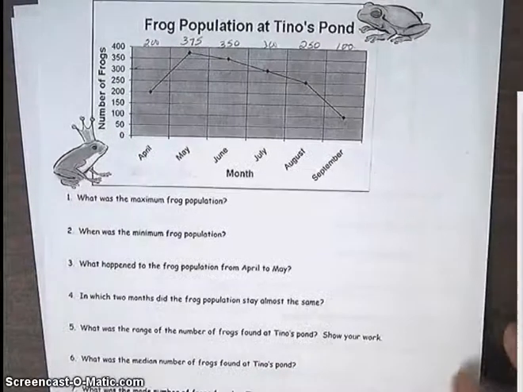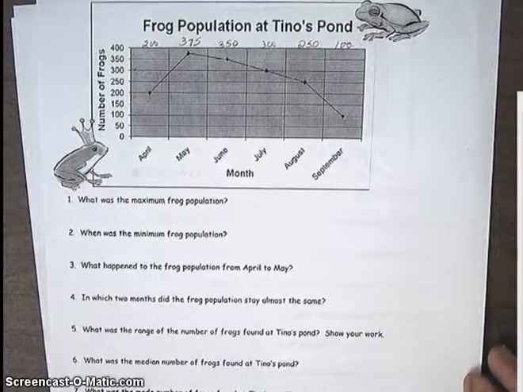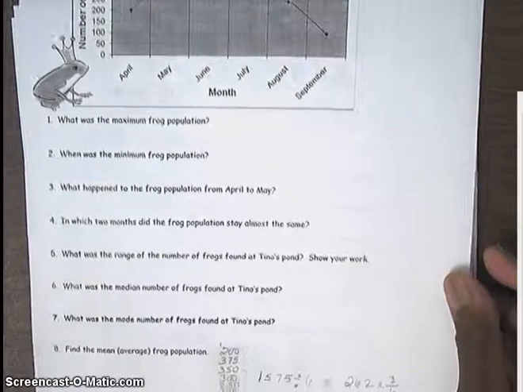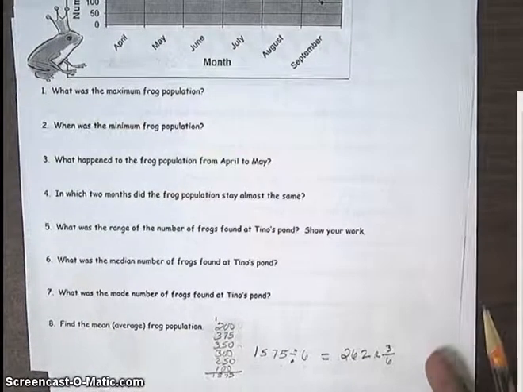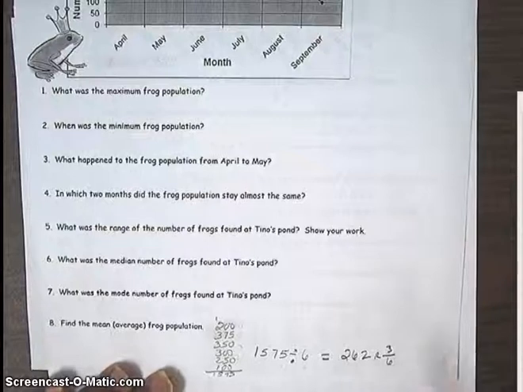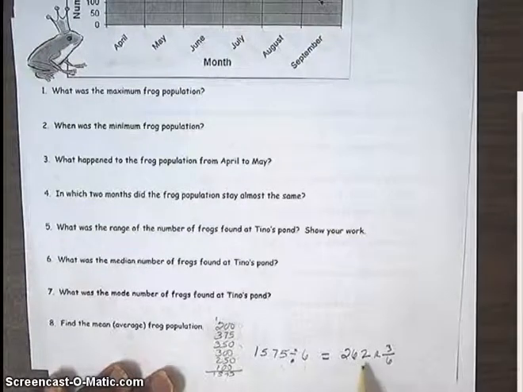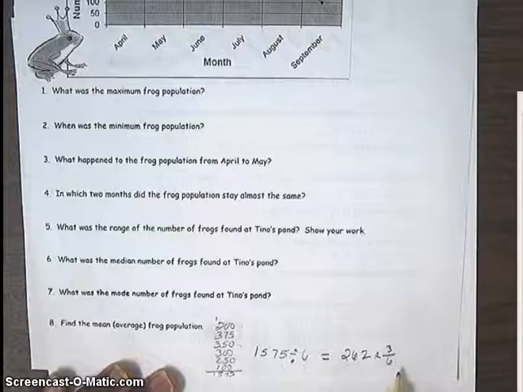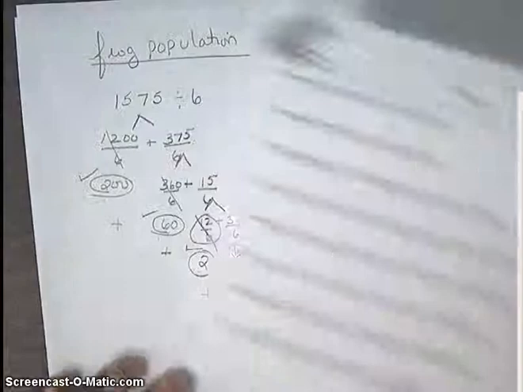So when you look at your homework for the frog population at Tino's pond, the average population of frogs in that pond is 262 frogs, or 262 and 3/6 of a frog, or 1/2 of a frog. Okay, but we're not done. I want to challenge you, ladies.